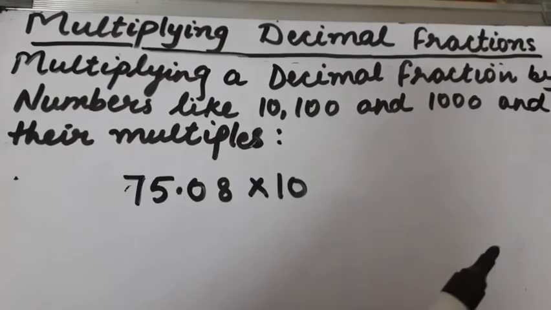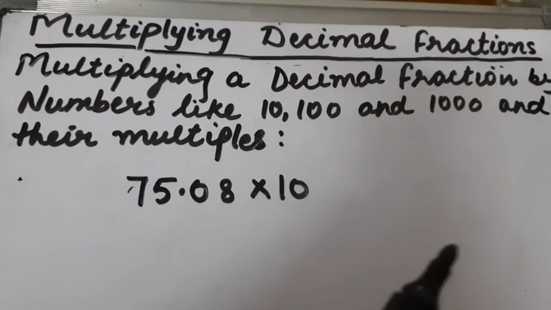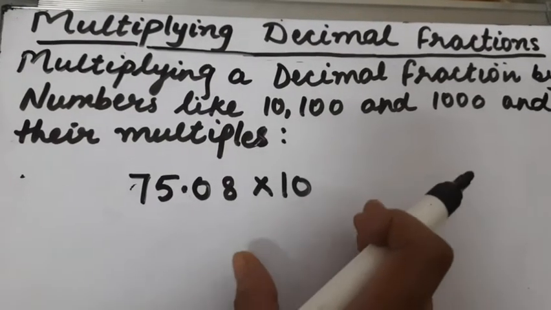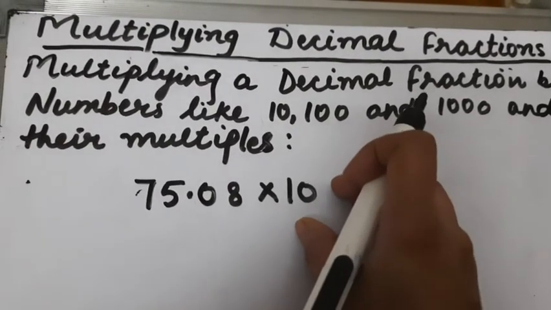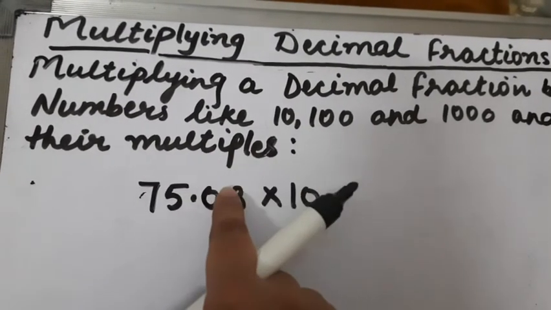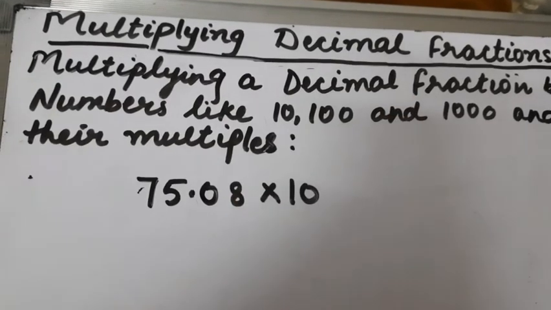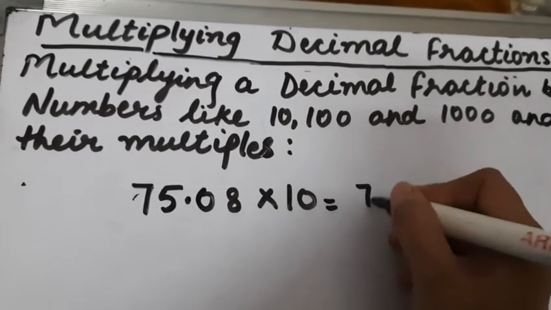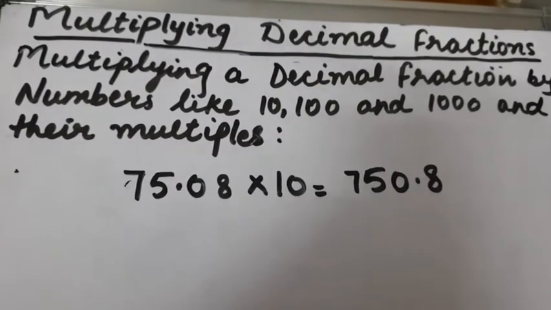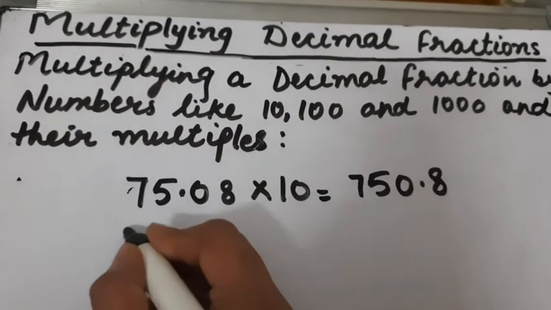Okay, I have explained you earlier that the decimal point gets shifted right as many places as there are zeros in the multiplier. And here there is only 1 zero. So decimal point will shift 1 place to the right. Okay, so this will be 750.8.